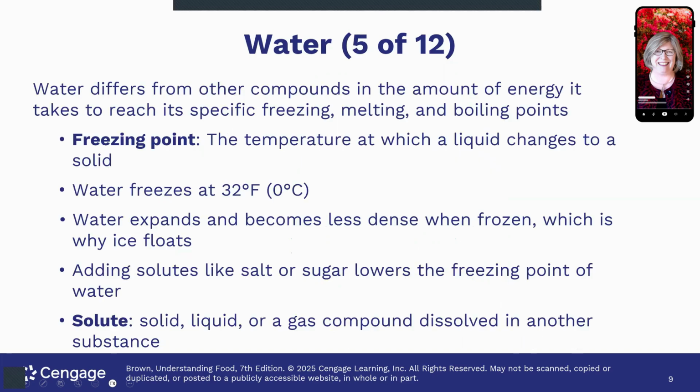Water differs from other compounds in the amount of energy it takes to reach a specific freezing, melting, and boiling point. So the freezing point is the temperature at which a liquid changes to a solid, and water freezes at 32 degrees Fahrenheit. If you add salt or sugar or other solutes, you can lower the freezing point of water. A solute is a solid, liquid, or gas compound dissolved in another substance. This is a key principle in food science. Not everything will dissolve.